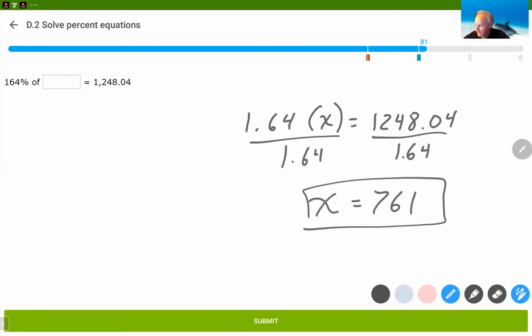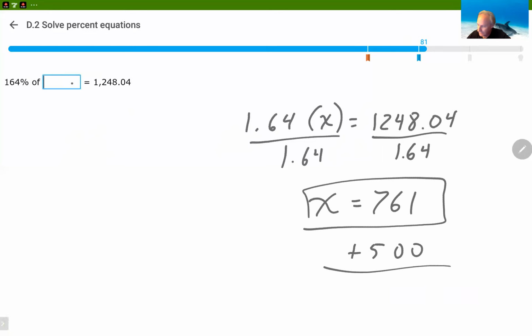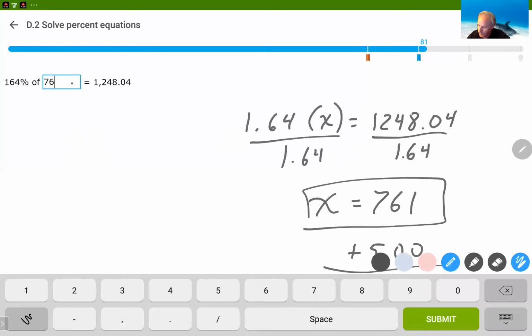Now let's see if that makes sense. 164 is a little more than 1.5 times as big. So if you take half of this, or a little more than half of that, maybe 500, and add it on, it looks like it's about 12 something. So it looks pretty good. So 761. Basically, 164% is telling you 100%, which is the whole thing, and then 64% more.